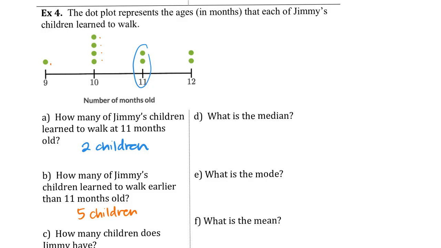Okay, how many children does Jimmy have? Well, 1, 2, 3, 4, 5, 6, 7, 8, 9. Apparently he has 9 children.